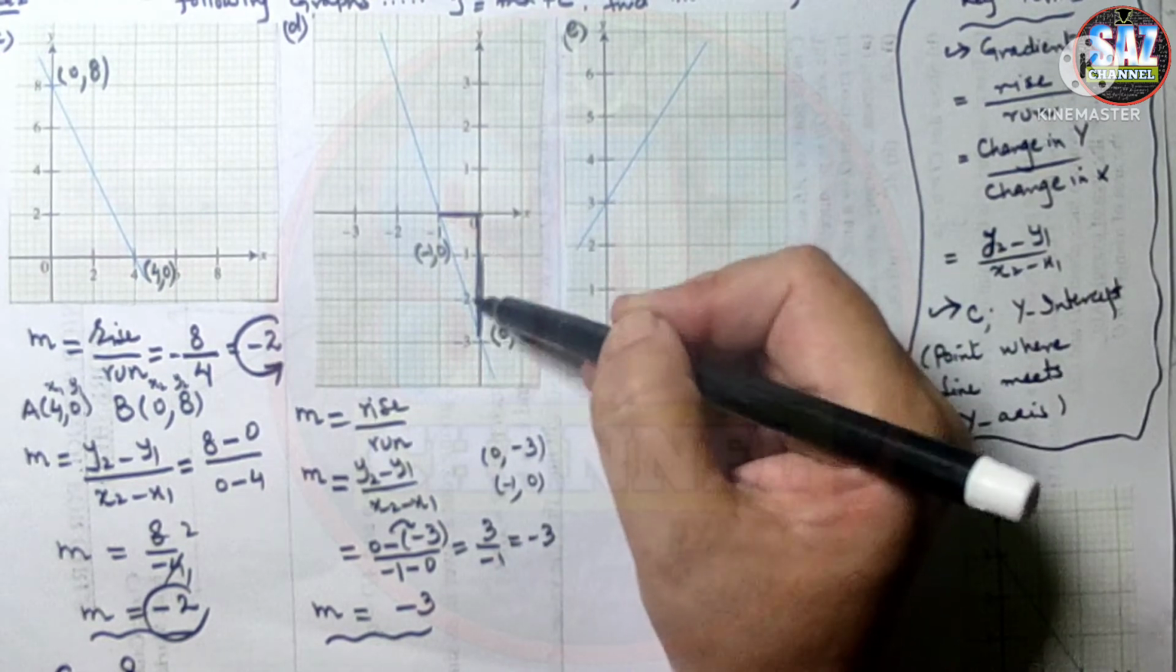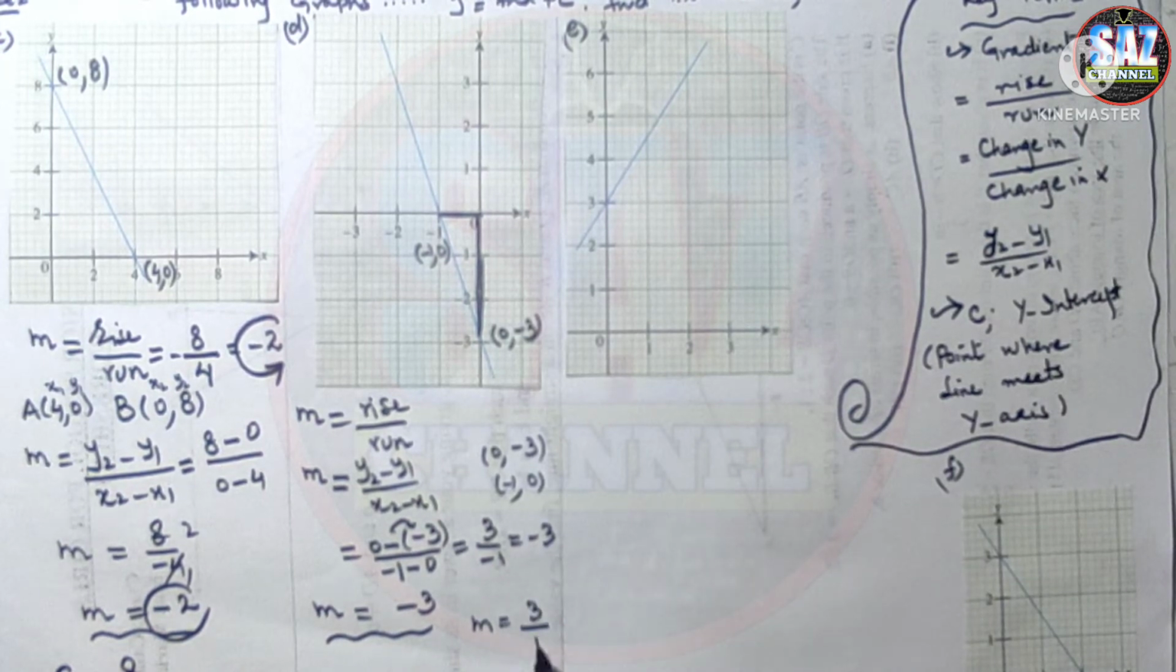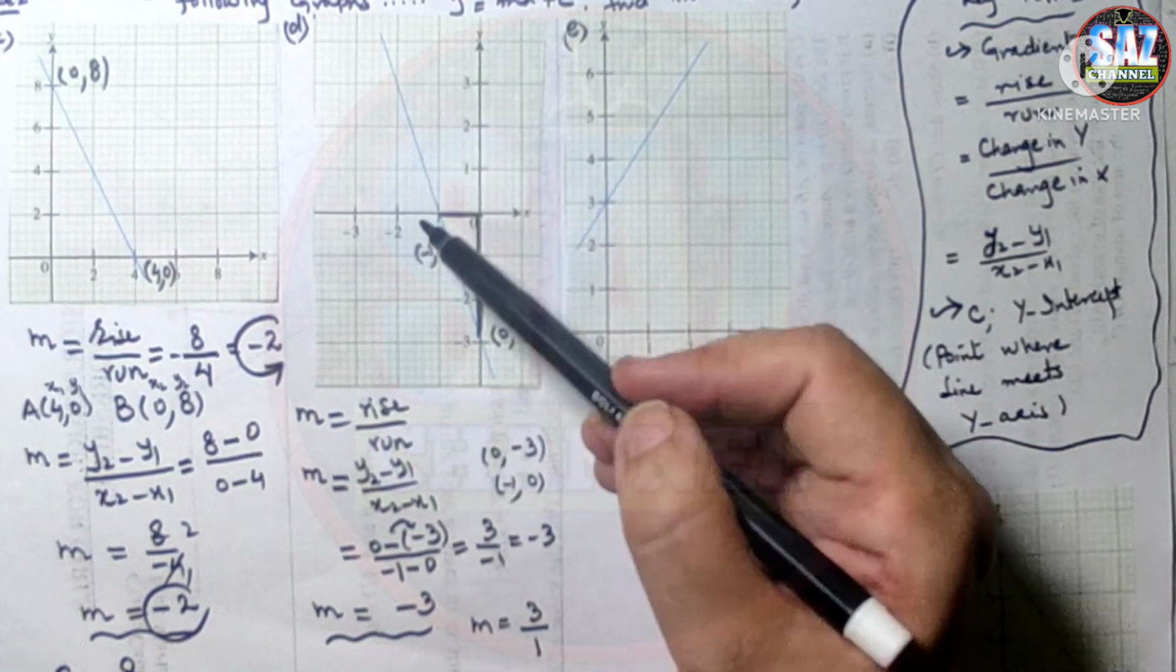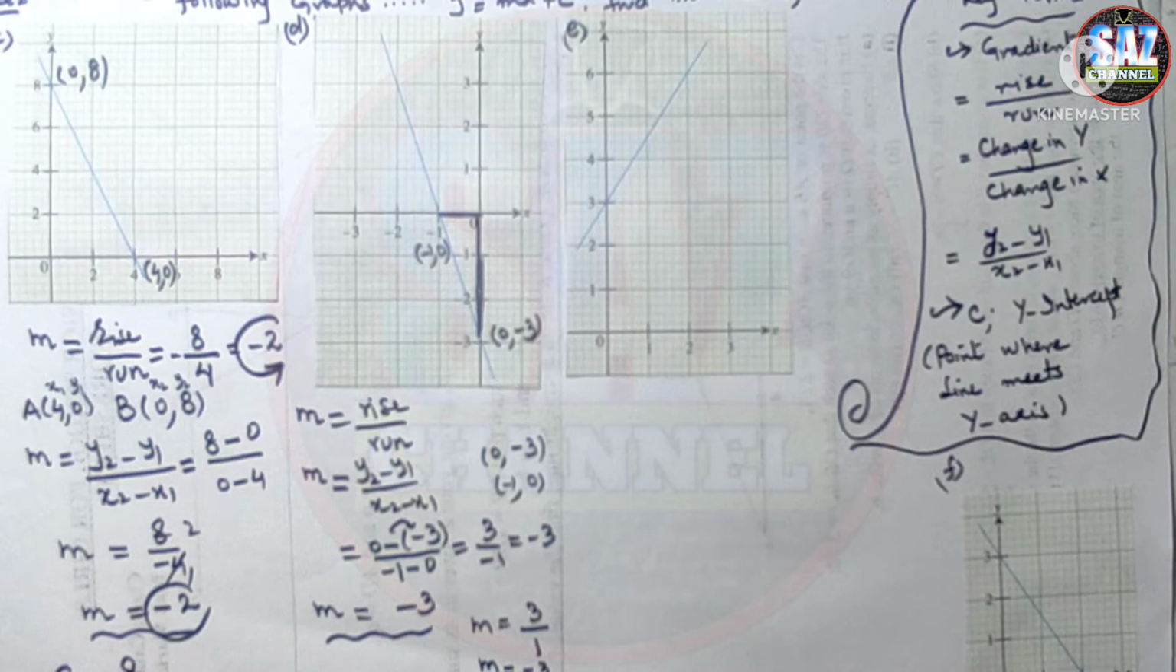This is the rise side, and rise side is having how many blocks? 3 blocks, and run is having 1 block, and the line is in the falling trend. So graphically as well we are getting -3.